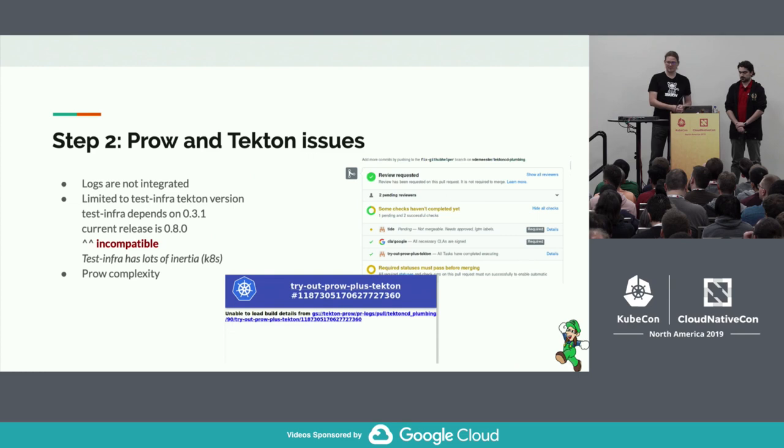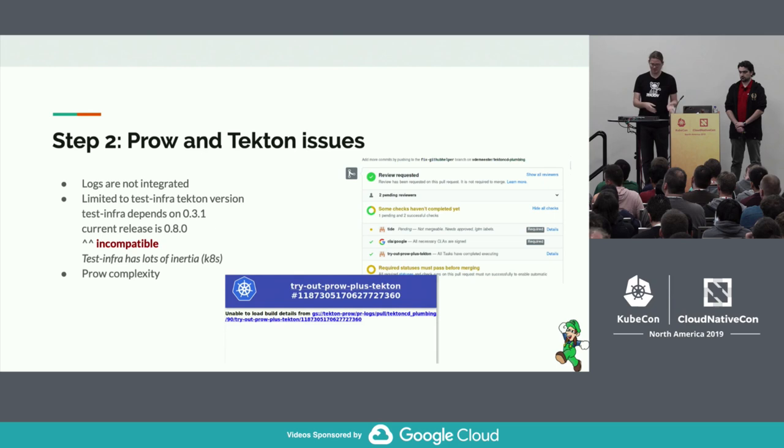And we also had a problem with the dependency. Prow from test-infra depends on an old version of Tekton, 0.3.1. As we moved along, we introduced new features, so we wanted to always use the latest version of Tekton because that's what we're trying to do, dogfood ourselves. And this was a problem. There is a lot of inertia because test-infra is a big repository and a lot of people depend on it. So making a change there is not something that you do from today to tomorrow.